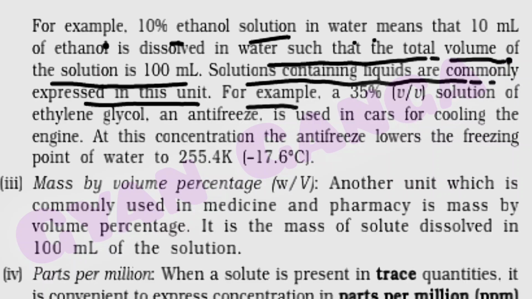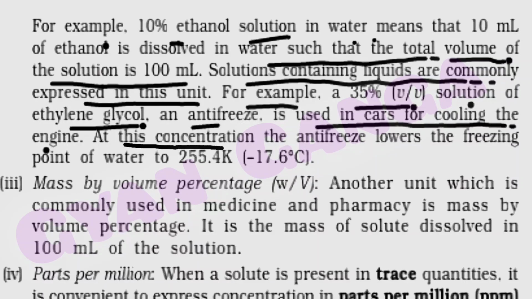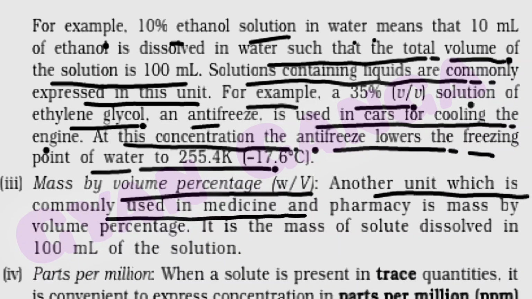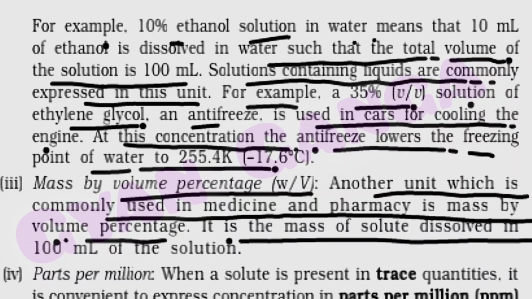For example, a 35% volume by volume solution of ethylene glycol, an antifreeze, is used in cars for cooling an engine. At this concentration, the antifreeze lowers the freezing point of water to 255.4 K, that is minus 17.6 degrees Celsius. Mass by volume percentage. Another unit which is commonly used in medicine and pharmacy is mass by volume percentage. It is the mass of the solute dissolved in 100 ml of solution.